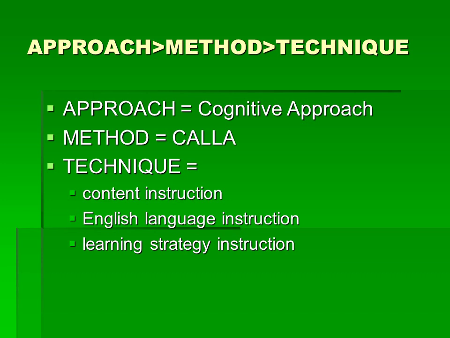In this presentation, we will be examining in detail one particular method, and this method is called the Cognitive Academic Language Learning Approach, or CALLA. This method falls under the cognitive approach to learning a foreign language, and the three techniques that must be incorporated into a CALLA class are: 1. Teaching students content information, 2. Teaching students relevant academic English skills, and 3. Teaching students learning strategies, which are sort of like study skills.